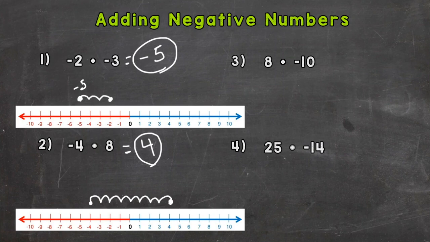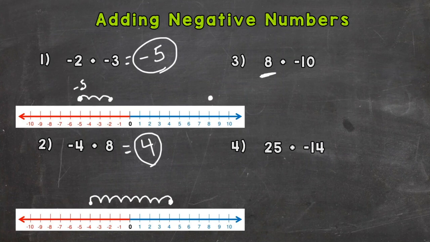And if you think about it, let's think if we had a temperature of -4 and the temperature went up 8 degrees, the temperature would now be a +4. So let's take a look at number 3. We start with a +8 and we add a -10, which is the same thing as subtracting 10. We're going down 10. So let's start at 8.